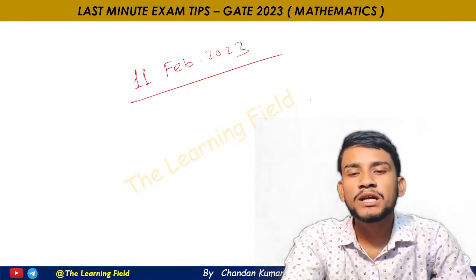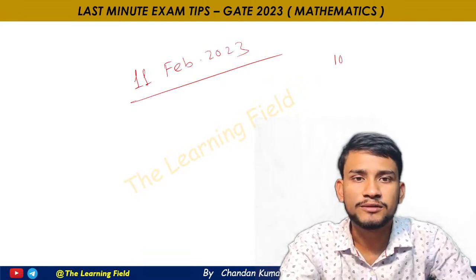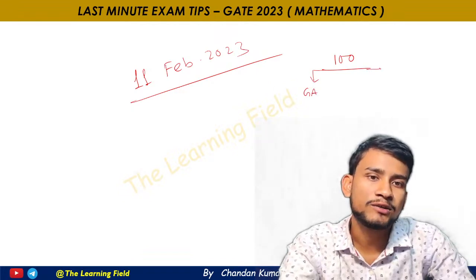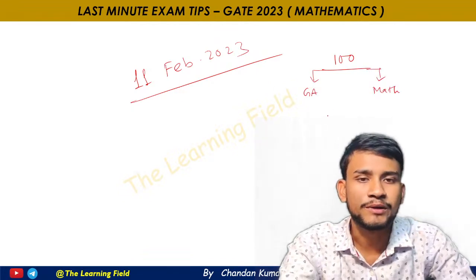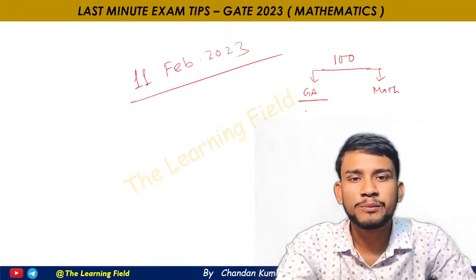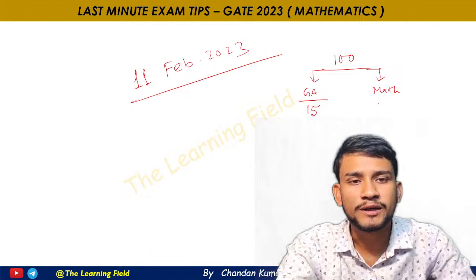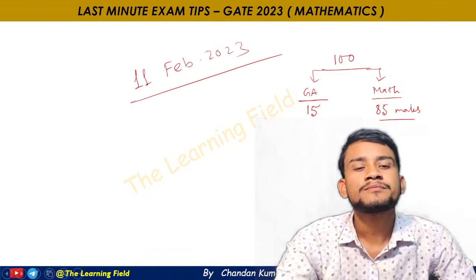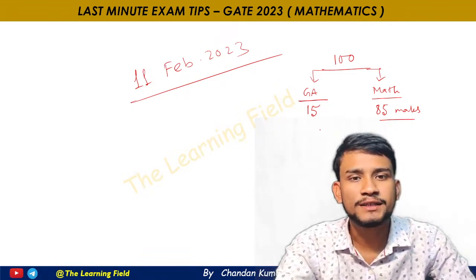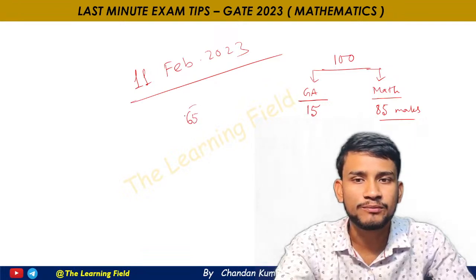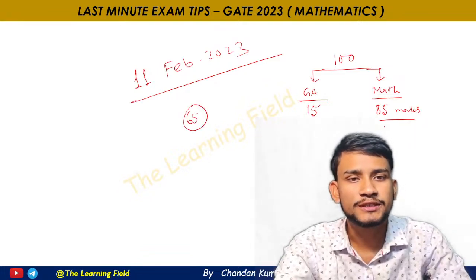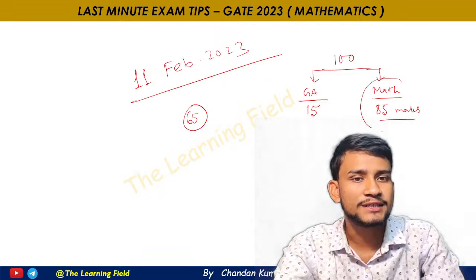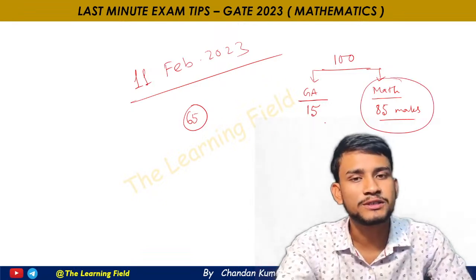In the GATE exam, we all know that it is a 100 marks exam and there are two parts in the exam. One is the general aptitude section and the second one is our paper, that is the math paper. The general aptitude paper is of 15 marks and the remaining part is of 85 marks. I think the total number of questions is 65. 50 questions are from the math section, that is the paper, and 15 questions are from the aptitude part.